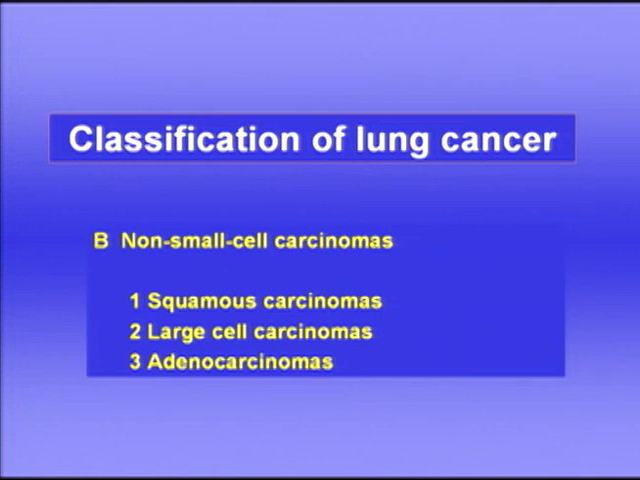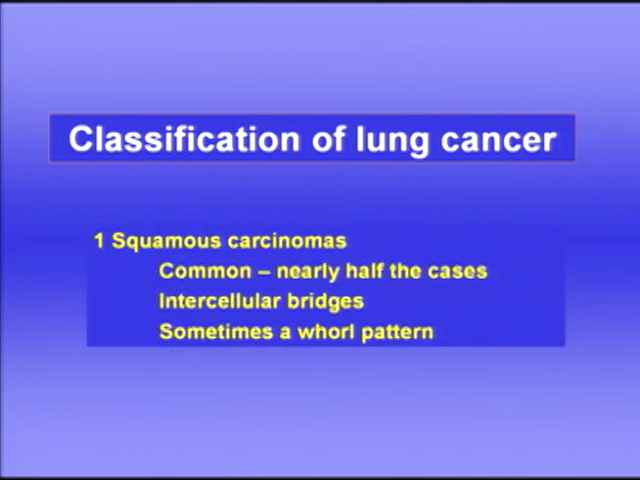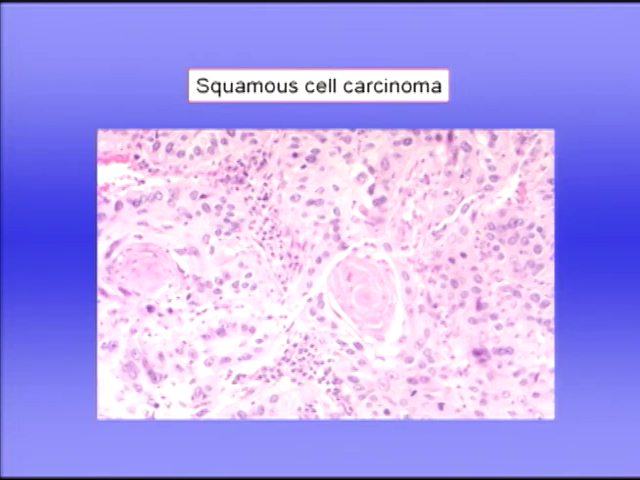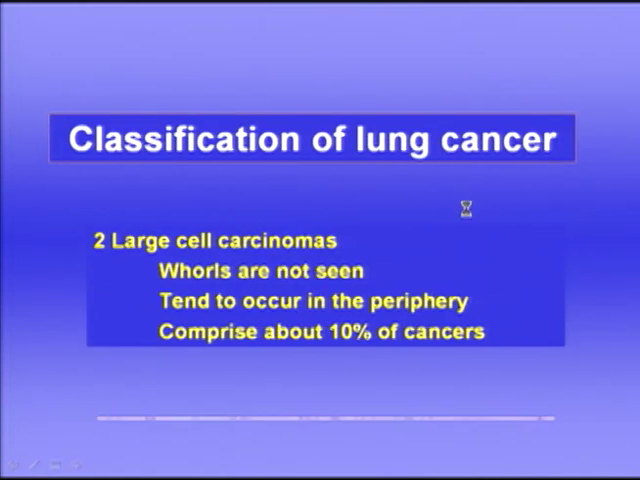The non-small cell carcinomas are of three types. First, the squamous carcinomas, then the large cell carcinomas, and the adenocarcinomas. Now, the squamous cell carcinomas are relatively common, nearly half the cases, and they sometimes show a whorl pattern, and you can see that here. Here's an example of a squamous cell carcinoma, and you can see a couple of whorls here, one here, another one over here. They're characteristic.